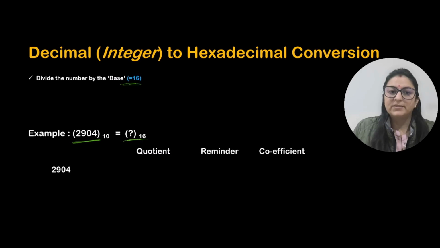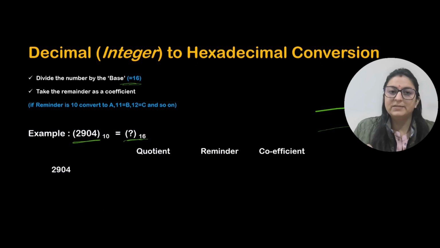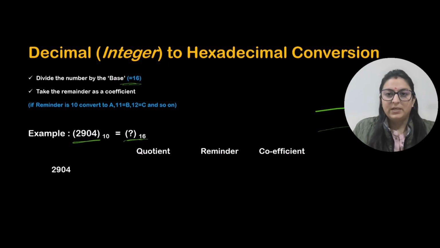What is the second step? Take the remainder as a coefficient, but here you have to remember that if you get the remainder 10, then you have to convert it into A because 10 represents A. Hexadecimal of 10 is equal to A. In the same way, B is 11, C is 12 and so on.